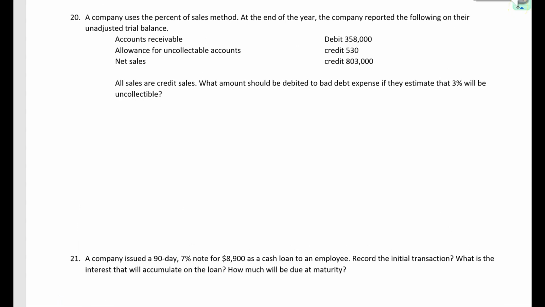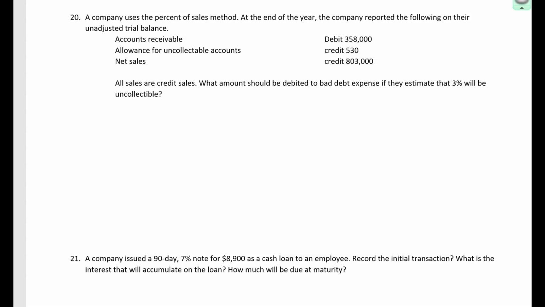Okay. This time we're going to practice the percent of sales method, and it works similar to the one that we just did, aging of receivables. Okay, so at the end of the year, the company reported the following. They had a debit of $358,000 in accounts receivable. Allowance for uncollectible accounts was a credit of $530, and net sales was a credit of $830. All sales are credit. What should be debited to bad debt expense if they estimate that 3% will be uncollectible?